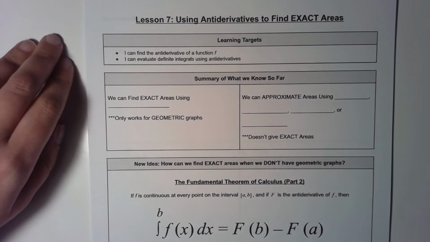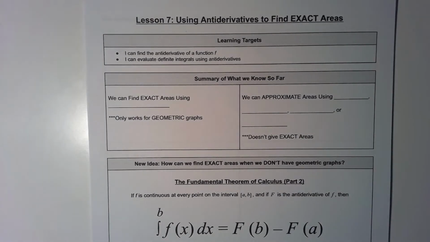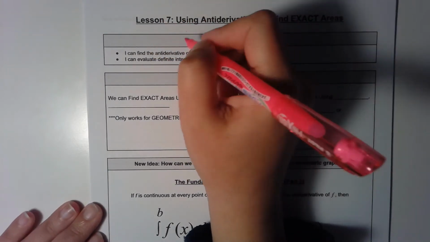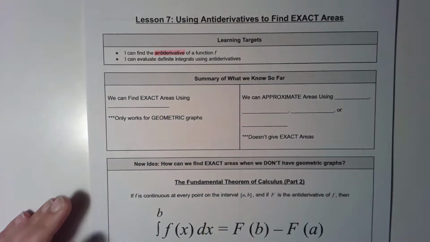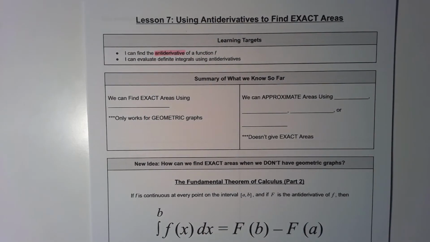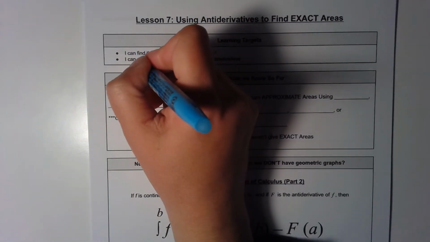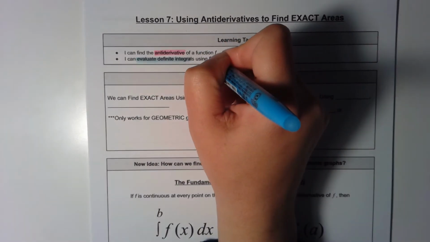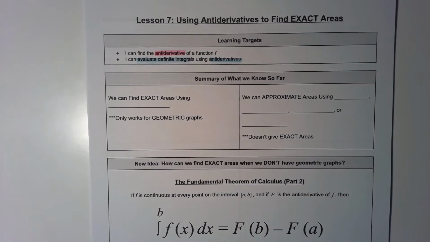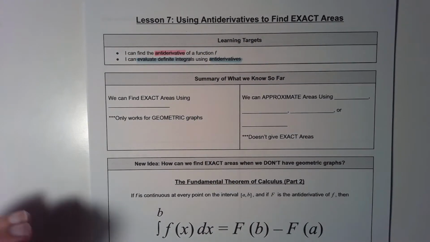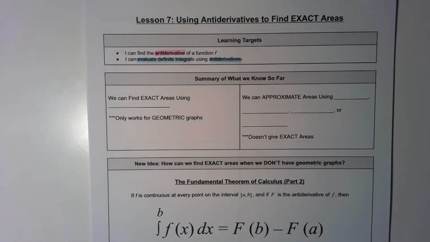So our learning targets for today, there are two of them. I can find the antiderivative of a function. Obviously, if you can't find an antiderivative, you can't use it to find an area. And the second part is I can evaluate a definite integral using an antiderivative. So today, instead of indefinite integrals, we're going to be evaluating definite integrals.